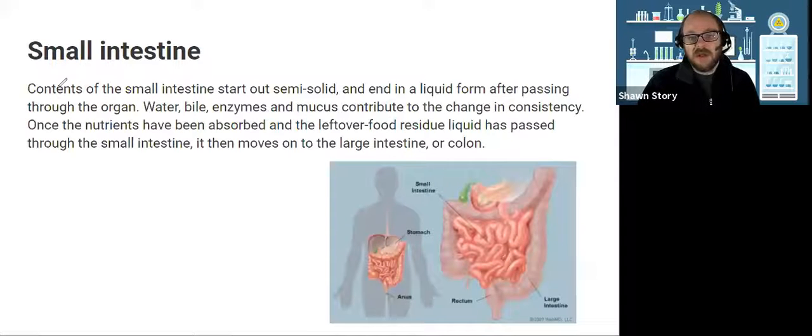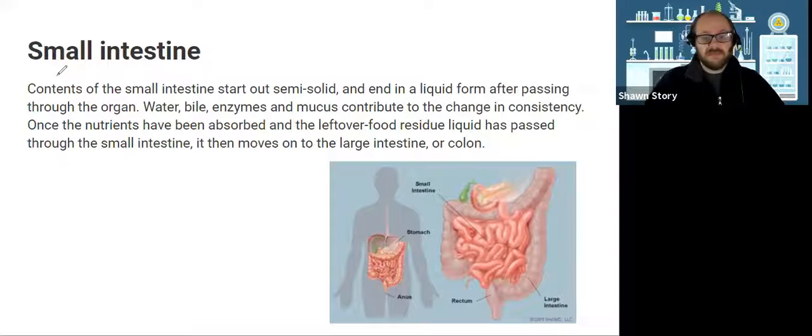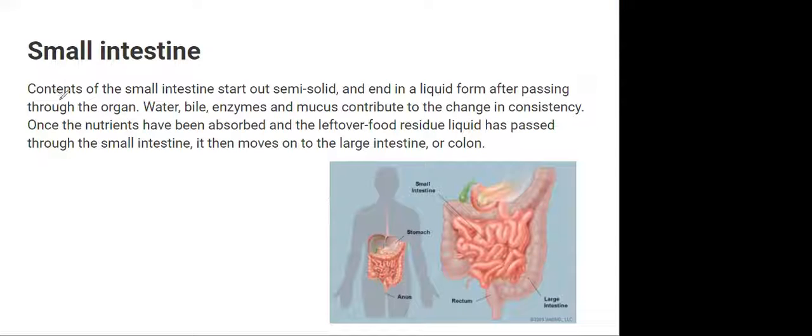All right. And then our last passage about the small intestine. I can do it. Contents of the small intestine start out semi-solid and end in a liquid form after passing through the organ. Water, bile, enzymes, and mucus contribute to the change in consistency. Once the nutrients have been absorbed and the leftover food residue liquid has passed through the small intestine, it then moves on to the large intestine or colon.